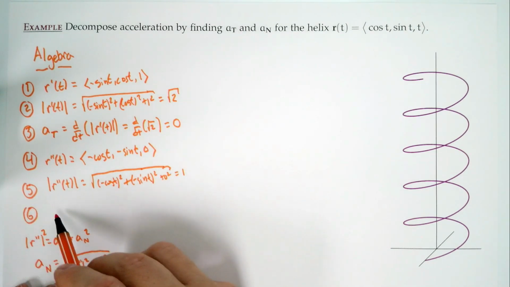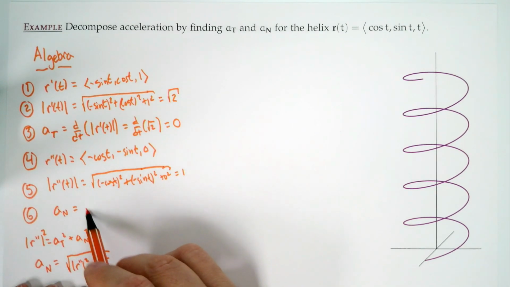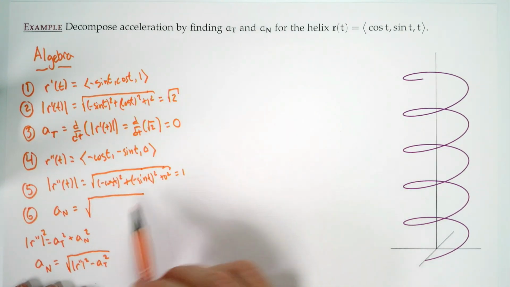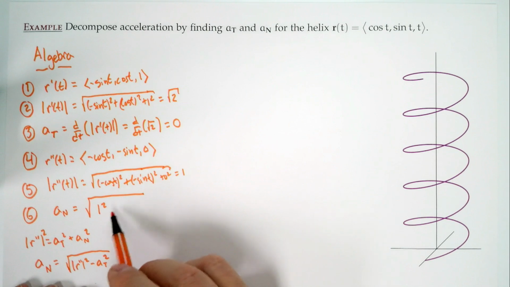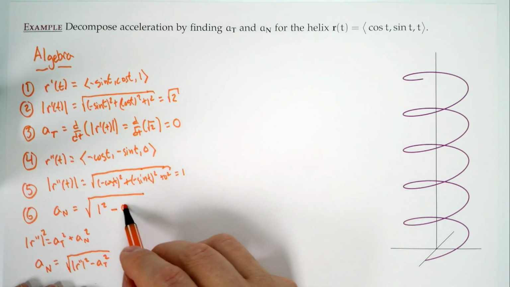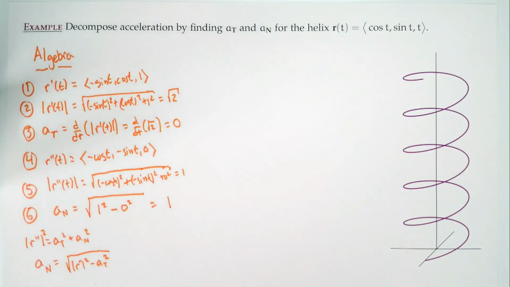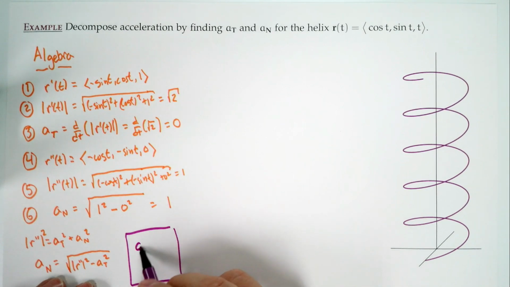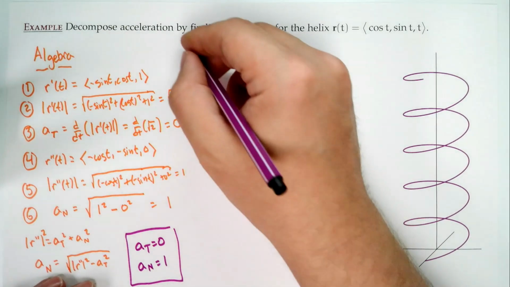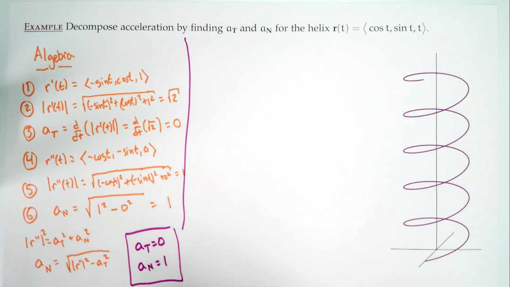And so finally, on step 6, a sub n is the square root of magnitude of r double prime, 1, quantity squared, subtract a sub t squared, 0 squared, which is 1. So there we go. We get a sub t equals 0, and a sub n equals 1. And, all right, good. Now, nothing terribly complicated. So let's do it again. And this is a problem so nice, we should do it twice. Whoops, almost lost the 1. All right, you cannot lose the 1.